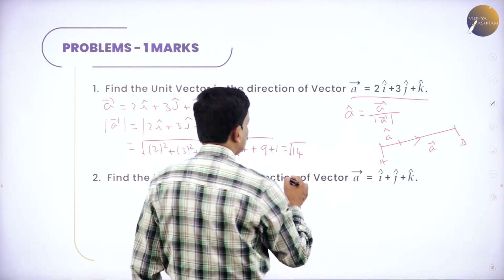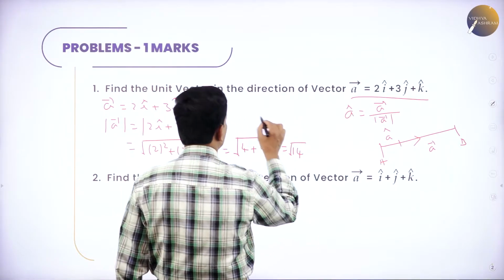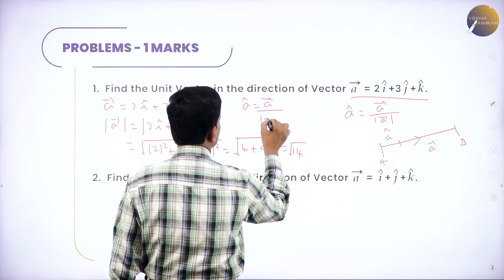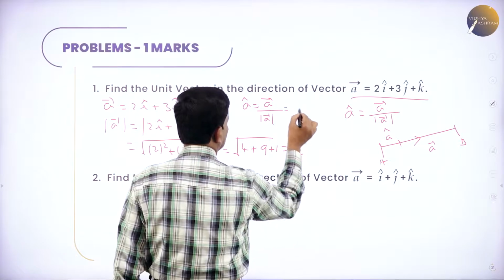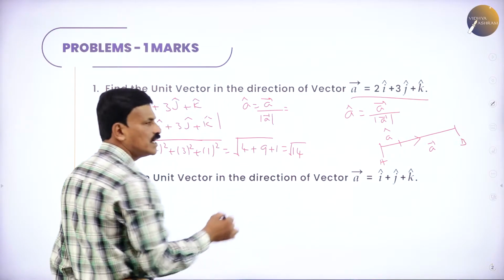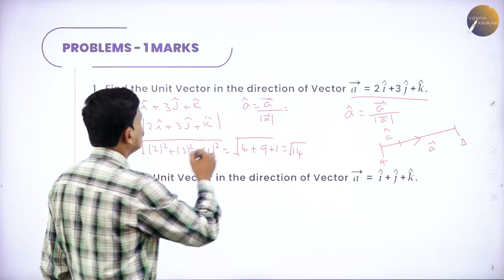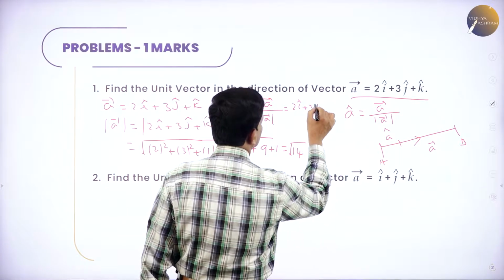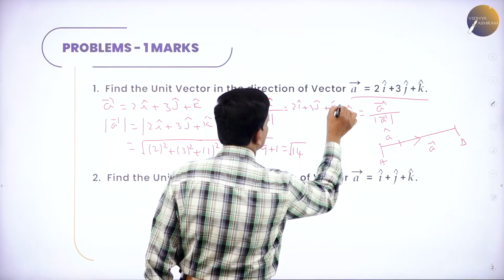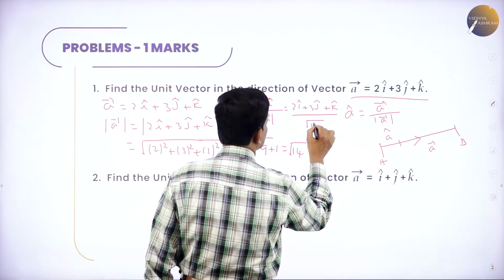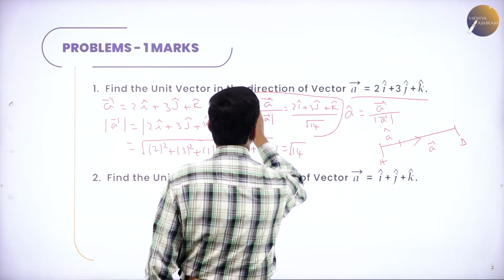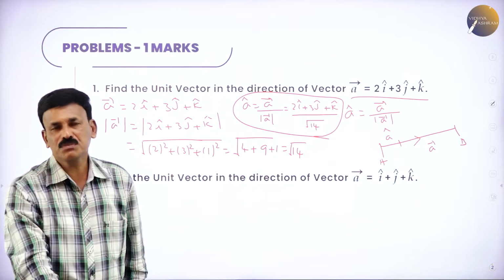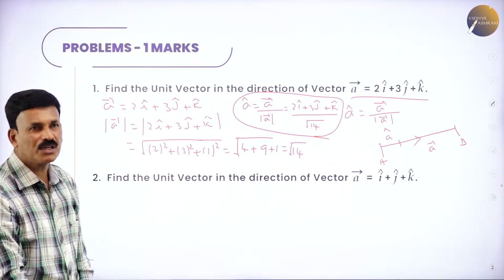So therefore the unit vector in the direction of vector A is A cap is equal to vector A divided by its own length. What is vector A? Vector A is 2i plus 3j plus k divided by its own length, the length is root 14. So this is the unit vector in the direction of vector A. If you do this much, you will get 1 mark. This is a 1 mark question.